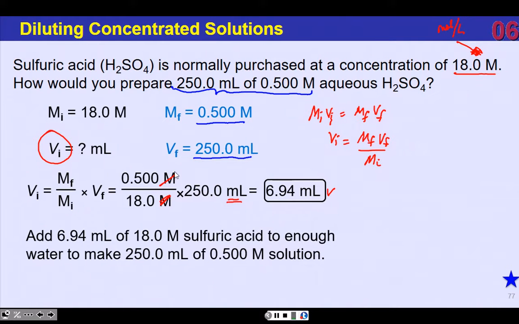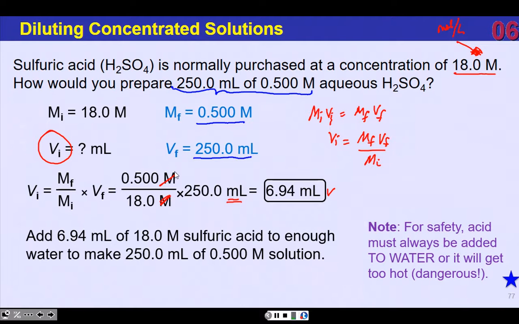So that's how we do this. We're going to take that 6.94 milliliters, if you can measure that very, very carefully, of the initial concentrated sulfuric acid, nasty stuff, to enough water to make 250 milliliters in a concentration of 0.5 molarity. Just as a point of information, and this is just because you're taking chemistry class, so we should be talking about these things in detail. For safety, acid solutions are always added to water. You add acid to water. Acid goes into water. I always learned it as A into W to be sure that you're not going to end up with something that's so hot that it becomes dangerous to handle.